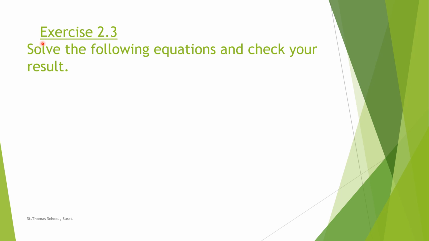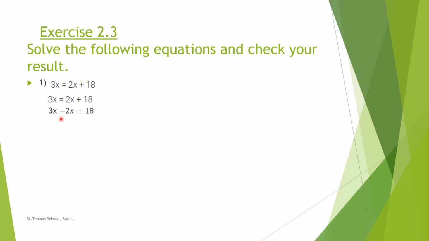Now we are going to study the next exercise, that is exercise 2.3. Solve the following equations and check your result. Question number 1. 3x is equal to 2x plus 18. So write the question once again. Now what you have to do first, arrange the variables on one side and numbers on another side. So this is plus 2x. If it comes here, it becomes minus. So we can write 3x minus 2x is equal to 18.